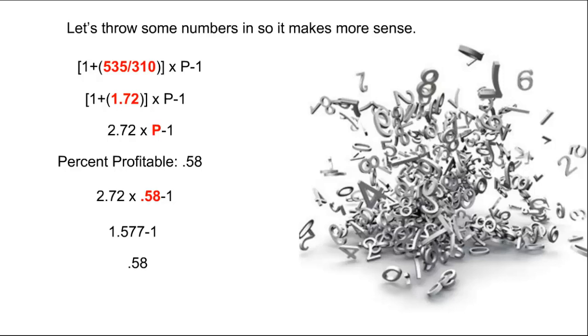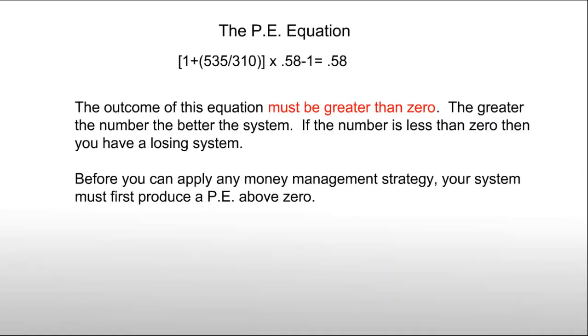So now we have a system that is 0.58% profitable. The outcome of this equation must be greater than 0. The greater the number, the better the system. If the number is less than 0, then you have a losing system. Before you can apply any money management strategy, your system must first produce a positive expectancy above 0.